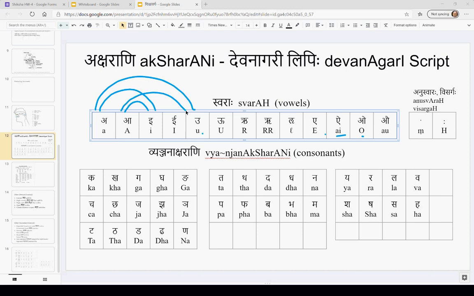Now, can we make this reverse? Like, can we start with O and add A? Can you start with E and then add A? Yeah, it is possible. Yes. It seemed logical. So any combination should be possible, right? So we can go this way or we can go this way. Any combination should be possible, and it is possible.